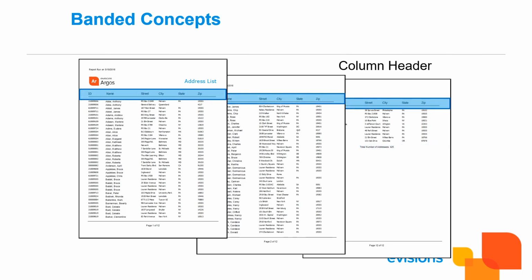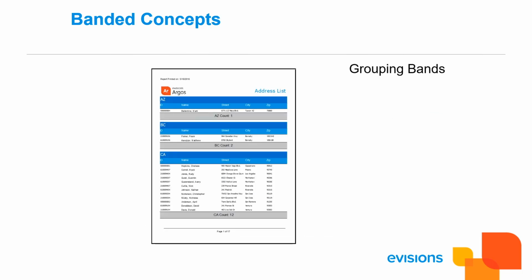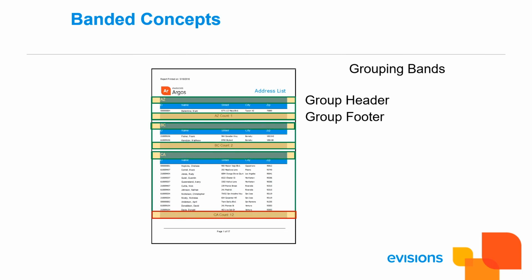We also have column header bands, which print at the top of every page. And the next band is a grouping band. There is a group header that defines the beginning of a band, and a group footer that defines the end of a band. Grouping bands group detail records based on a definition, and the header band is required while the footer band is optional.